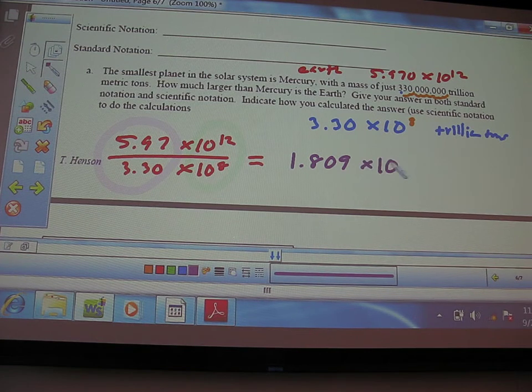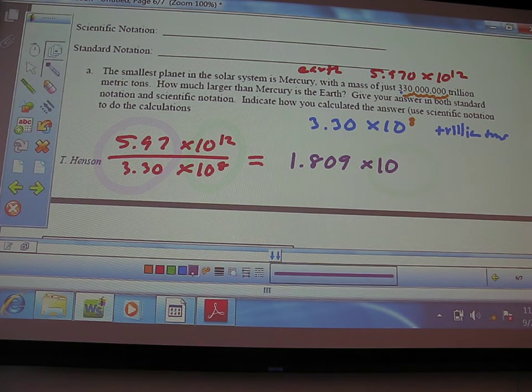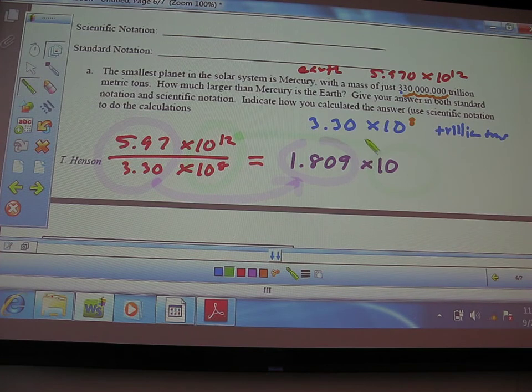Times. Okay, so what's this other part? The green part. What's the green part? 10 to the what? So this part goes over here. The green part is 10 to the 12th divided by 10 to the 8th. What do I get?